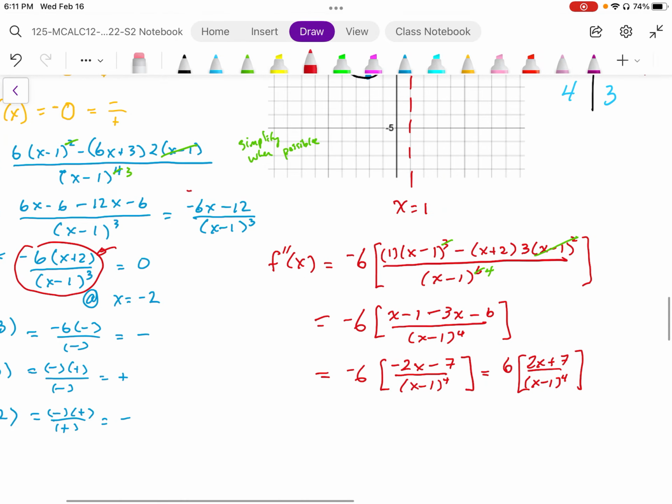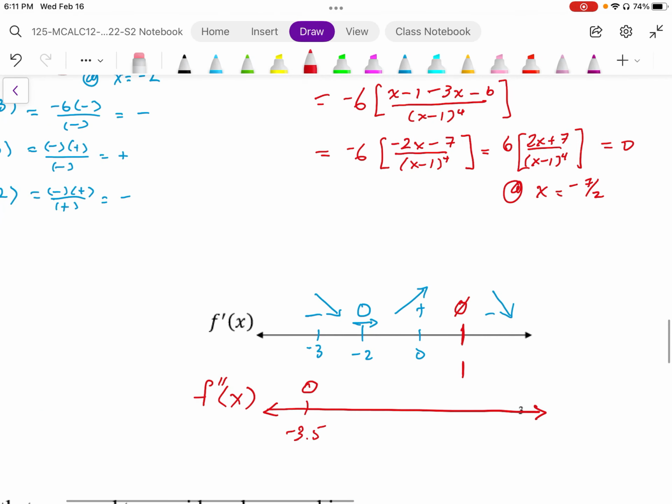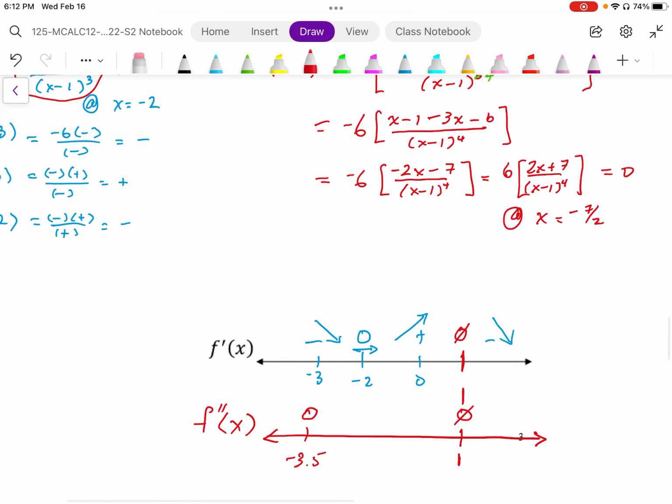Okay, so this is equal to 0 at x equals negative 7 over 2, or 3.5. Okay, so I'm going to put that in my concavity chart here. It's non-differentiable at 0, so I have to put that in there as well. Sorry, not at 0, but x equals 1 in the denominator. I'm going to test my concavity.